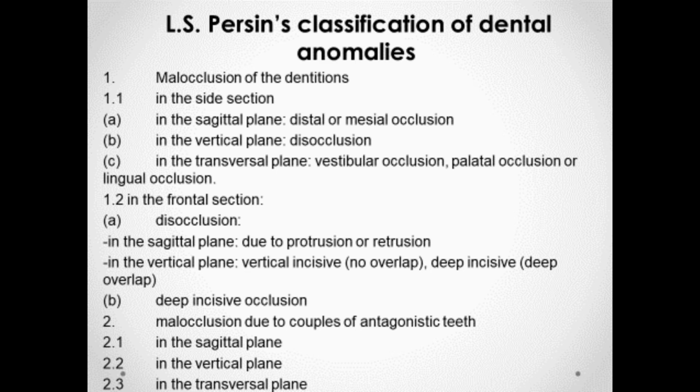Classification of dental anomalies. Malocclusion of the dentitions in the side section. In the sagittal plane, distal or mesial occlusion. In the vertical plane, disocclusion. In the transversal plane, vestibular occlusion, palatal occlusion or lingual occlusion.